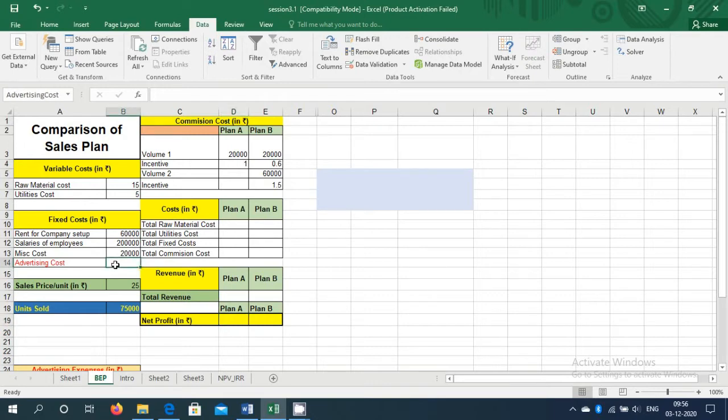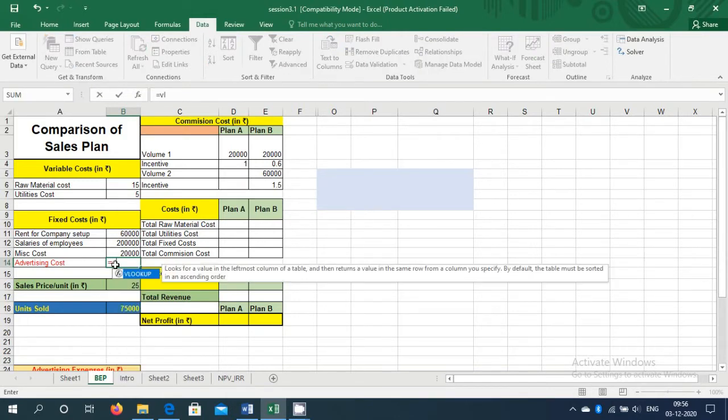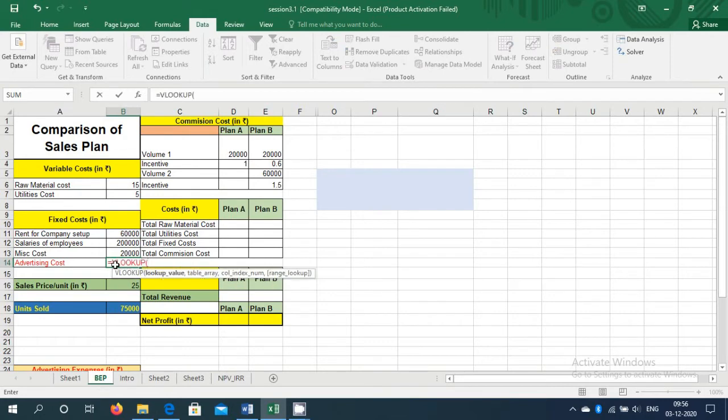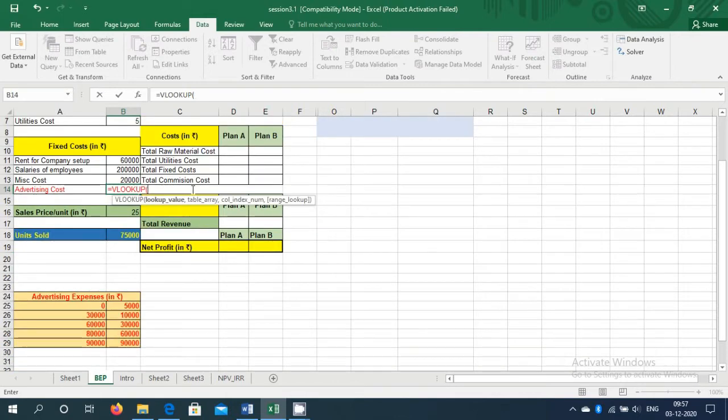So we'll start. First of all, we have to find the advertising cost, which is equal to VLOOKUP, I am using. For the lookup value, we are searching for the value of units sold, that is 75,000, in this table array.